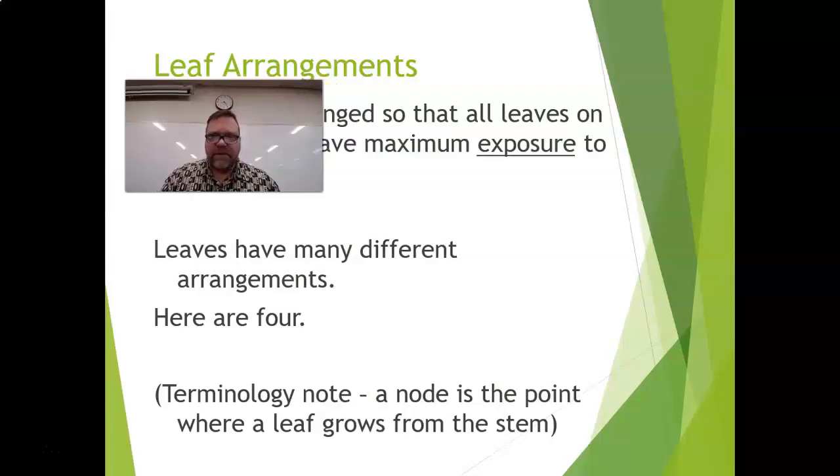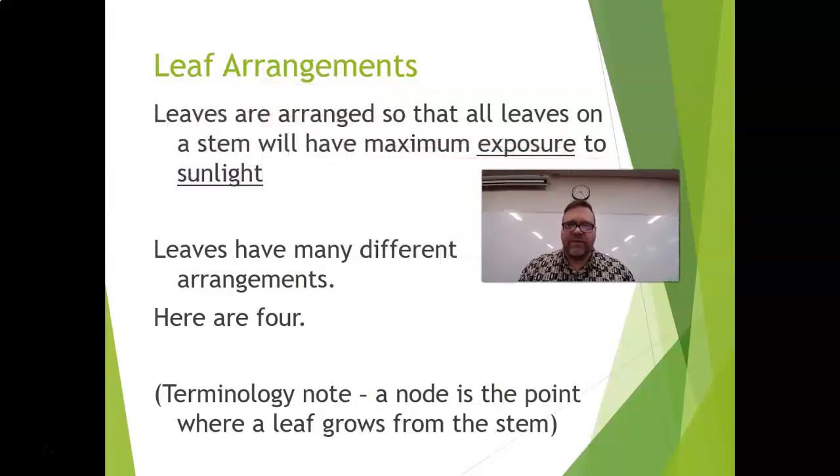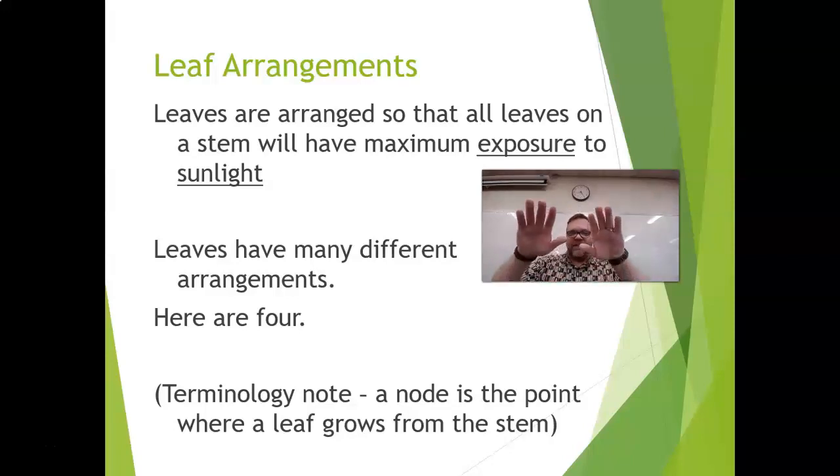All right. Leaves are arranged in such a way that all leaves on a stem will have maximum exposure to sunlight. So if you ever move a pot or a plant by a window, if you very carefully watch it, you'll see that the leaves will actually shift and adjust so that it gets maximum light to it. It will actually turn, twist, and kind of rotate.